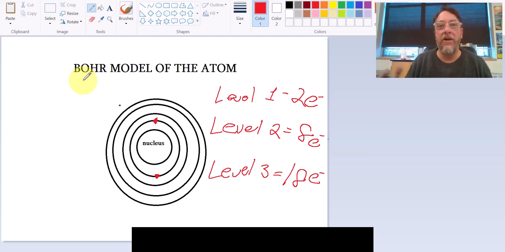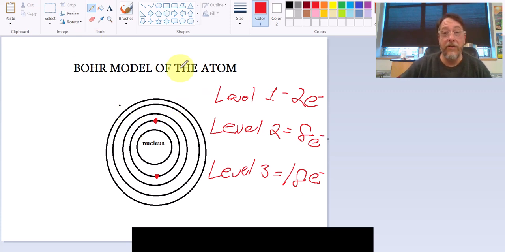We're going to start with it because that's probably where you started with the atom in, say, middle school or biology class or something like that. And it has a lot of things that are correct about it, like these energy levels. There are different distances from the nucleus that electrons can exist, and each level out has more energy.